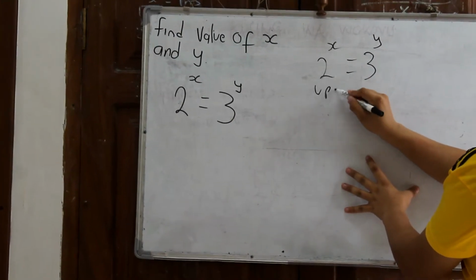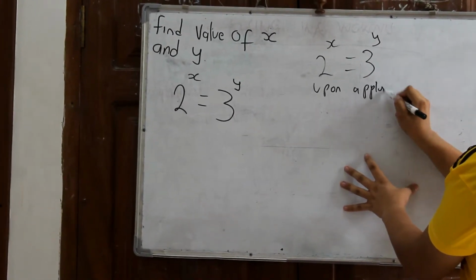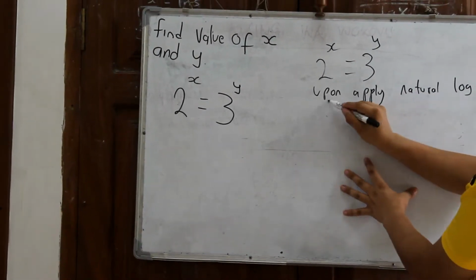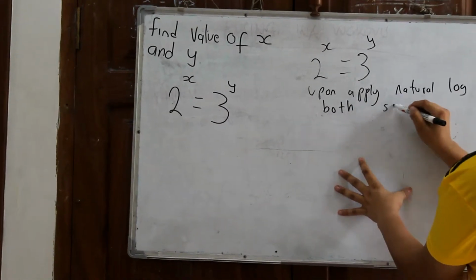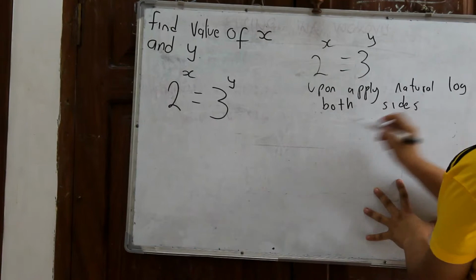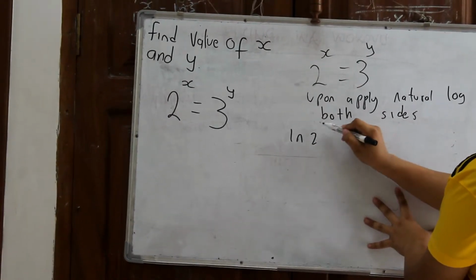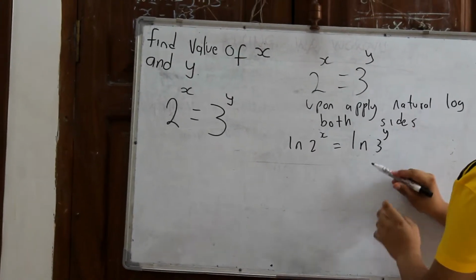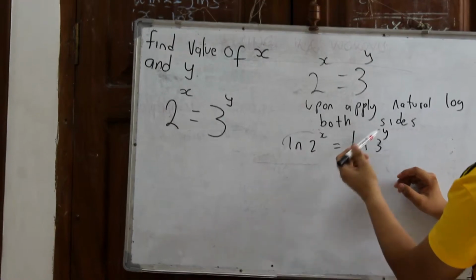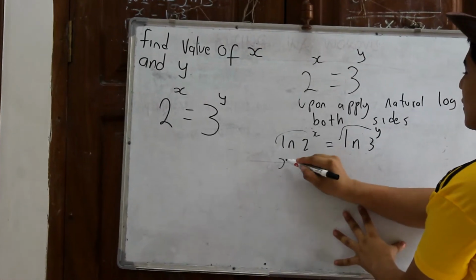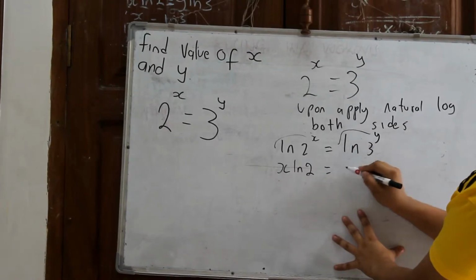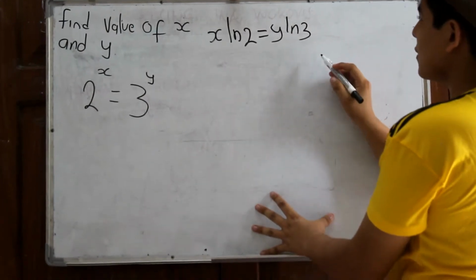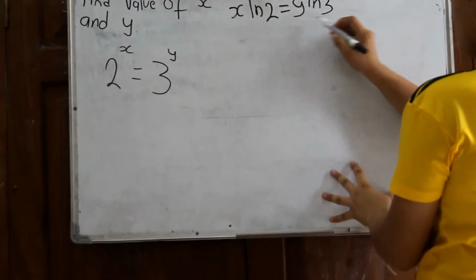So we say upon applying natural logarithm to both sides, I can say that natural logarithm of 2 power x is equal to natural logarithm of 3 power y. Now if you remember very well the rules, this x must come down and this y also. So we say that x ln of 2 is equal to y natural logarithm of 3. After getting this, I have x ln of 2 is equal to y ln of 3.